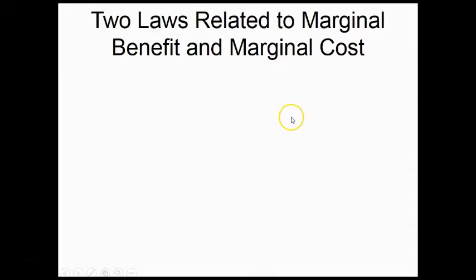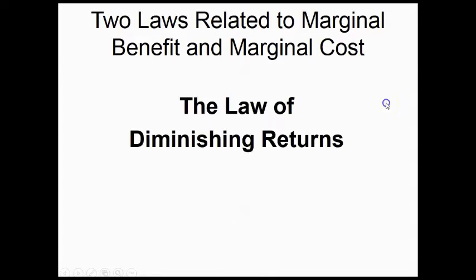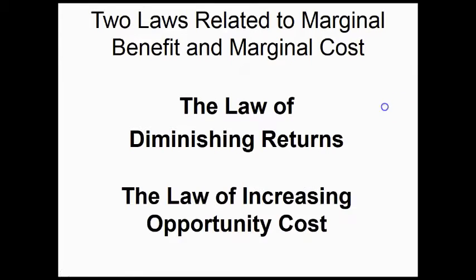All right, so the last thing we're going to talk about here are two economic laws related to marginal benefit and marginal cost. And you already know what they are because I had them written on the board. We've got the law of diminishing returns, and then we've got the law of increasing opportunity cost.